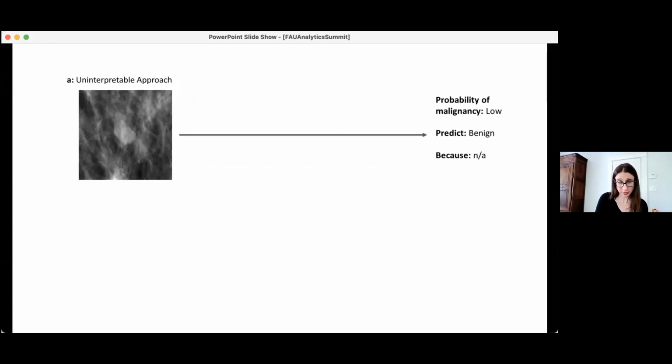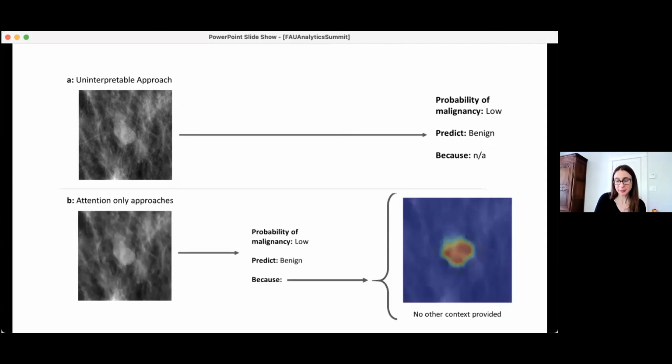Now, an uninterpretable approach, which is what most major radiology companies are sort of pursuing right now, is that you take the image with the lesion in it, you send it into the AI, and the AI says, it's probably benign. The probability of malignancy is low, no reason. Now, the people who claim they're doing explainable machine learning, what they're doing is highlighting the part of the image, creating a saliency map, right? Just like I was showing you. And so it says, okay, the probability of malignancy is low, predict benign because blob. Thanks a lot. I don't know what to do with that information. You're not telling me what you're actually doing with that blob.